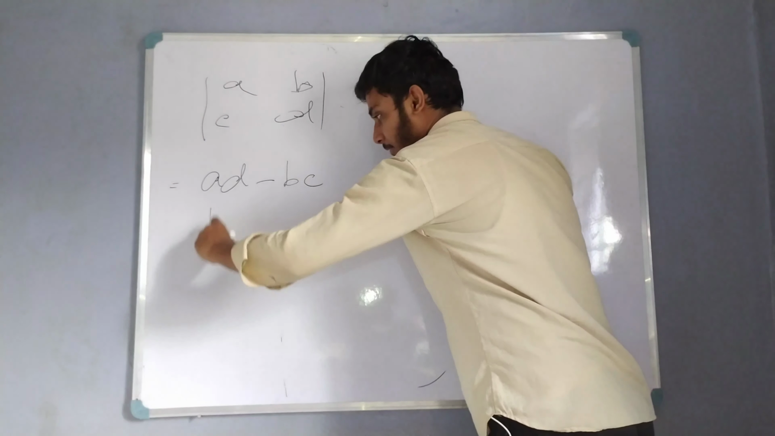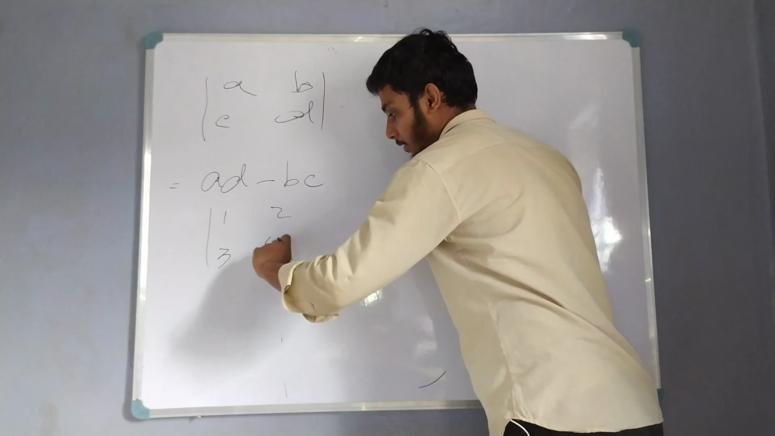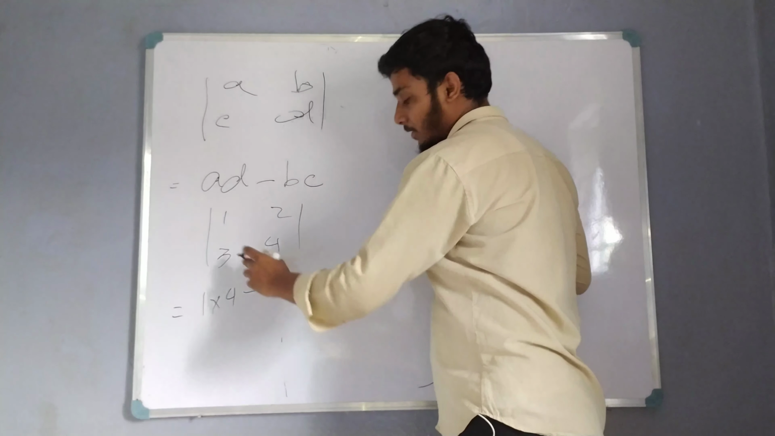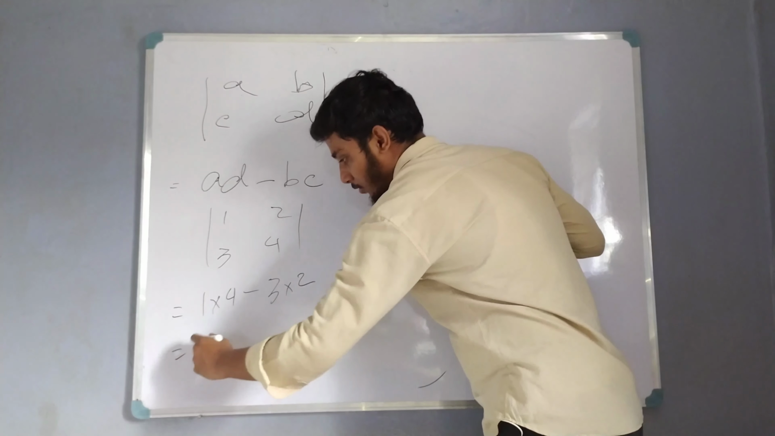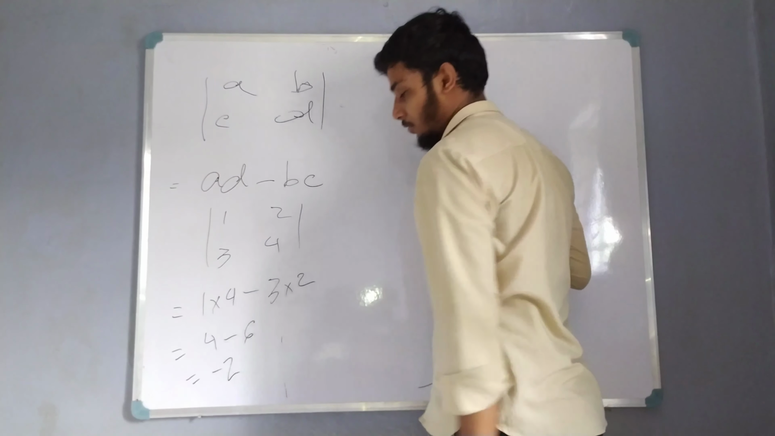So now you can expand. Suppose I have given you a determinant 1, 2, 3, 4. Then how will you expand this determinant? You will have to multiply this 1 with 4. It will be 1 into 4 minus 3 into 2. So it will be 4 minus 6. It will be minus 2.